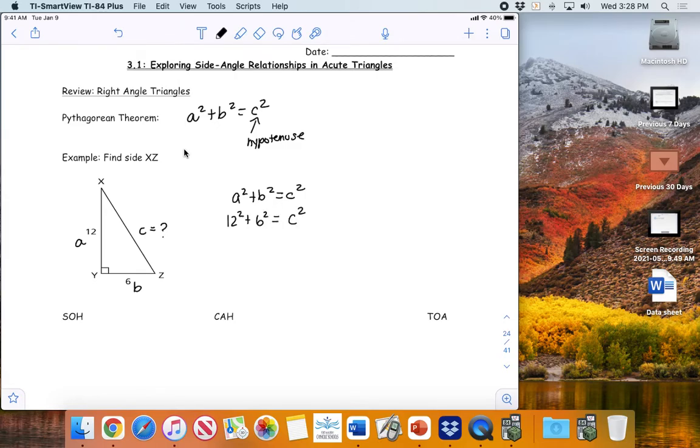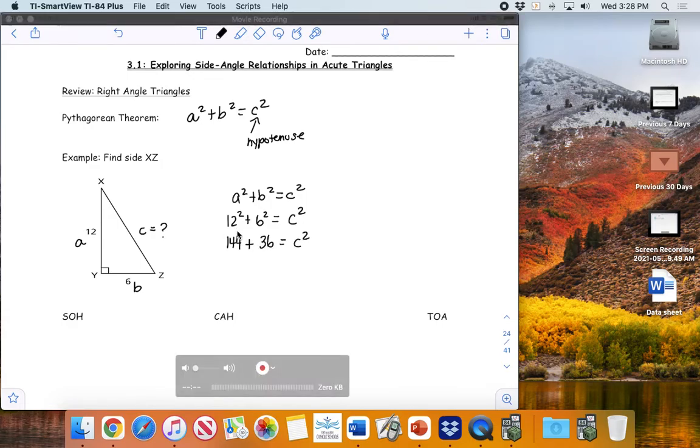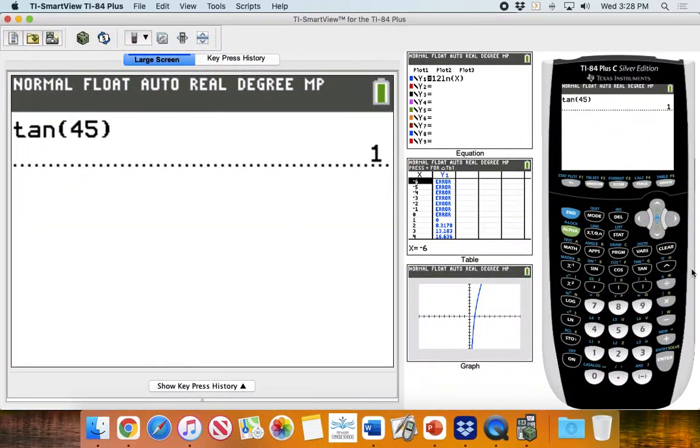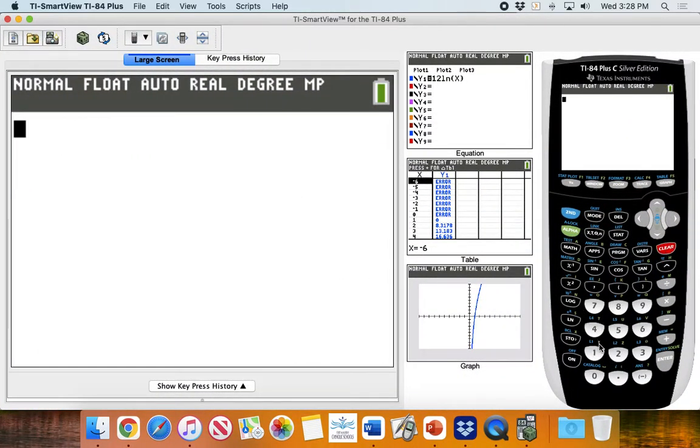And you need to solve for c by isolating for it. So in my calculator, I would do 12 squared, which is 144, and then 6 squared is 36. I would add them together. So I just did 12 squared plus 6 squared. You can do it in one step like I'm doing right here.